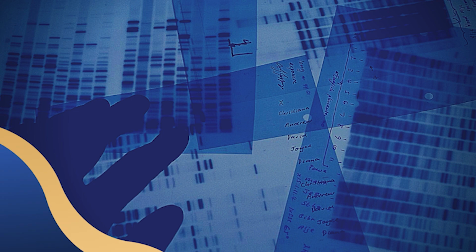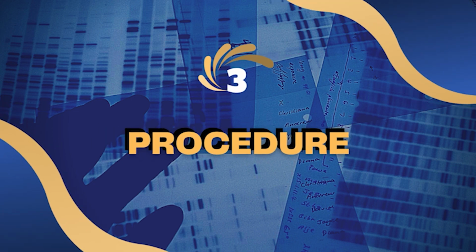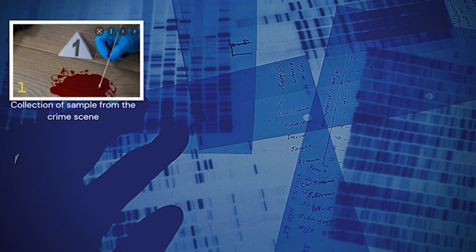DNA profiling involves sophisticated steps which can be narrowed down into six. The first step is the extraction of cellular samples from the crime scene.